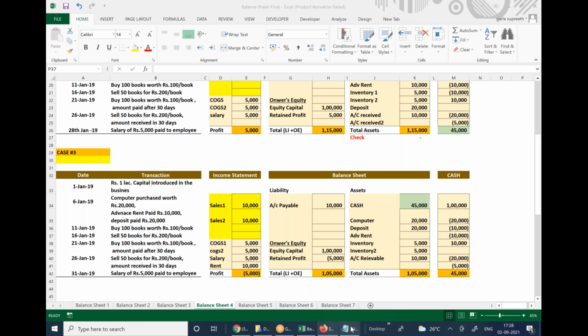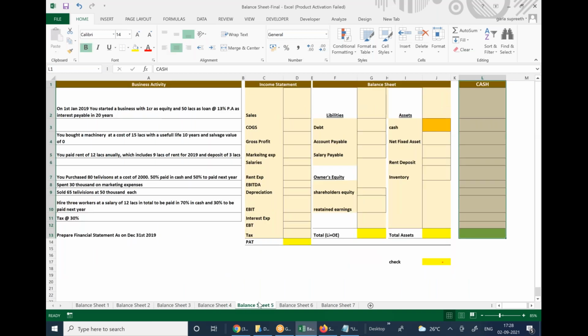Advance rent, you want me to explain? Okay, others who have understood, please go ahead with question number 5. I'll give you 15 minutes time. Go ahead and solve. Now, somebody wanted to explain about advance rent.